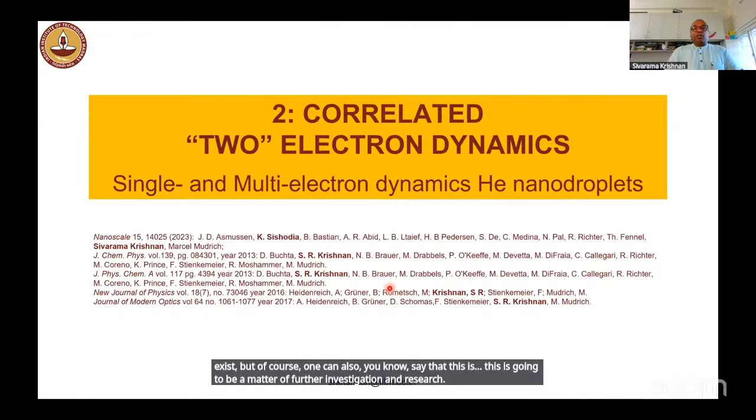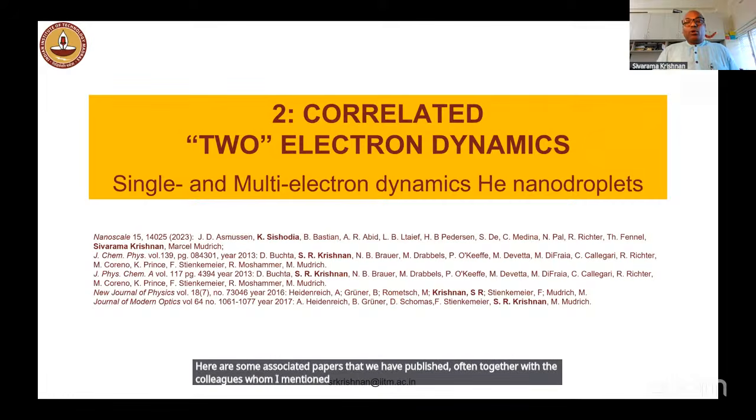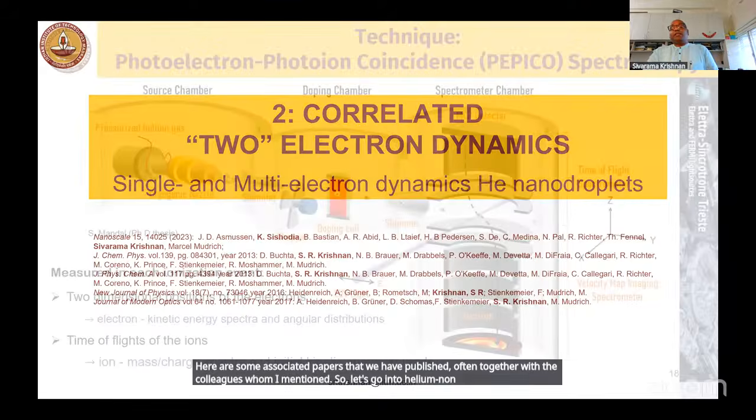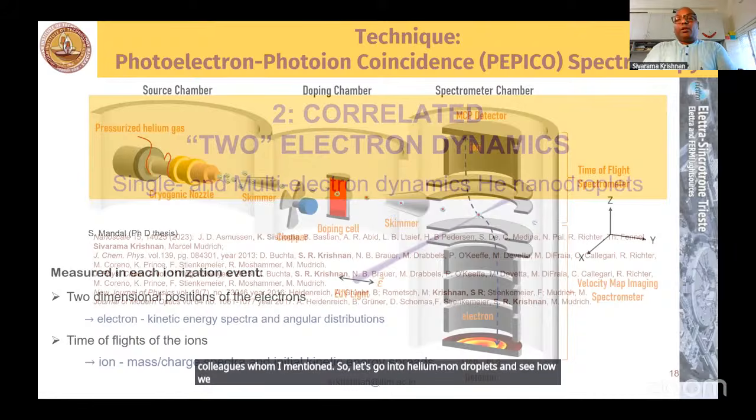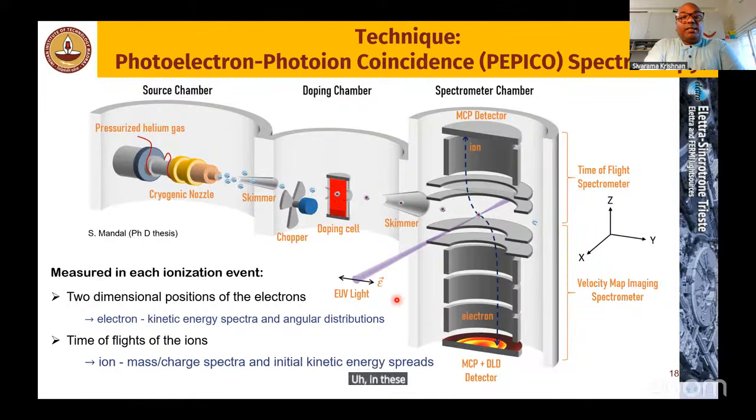Now, in our own work, what we do is we study correlated electron dynamics in these helium nanodroplets, and I come to that. Here are some associated papers that we have published, often together with the colleagues whom I mentioned. So let's go into helium nanodroplets and see how we measure the electron dynamics in these helium nanodroplets themselves.